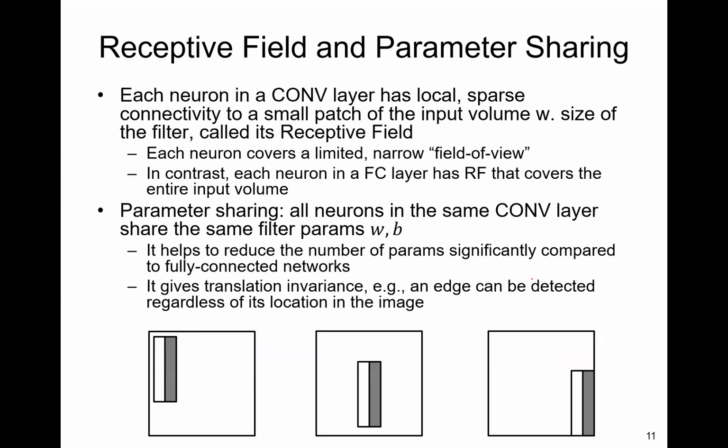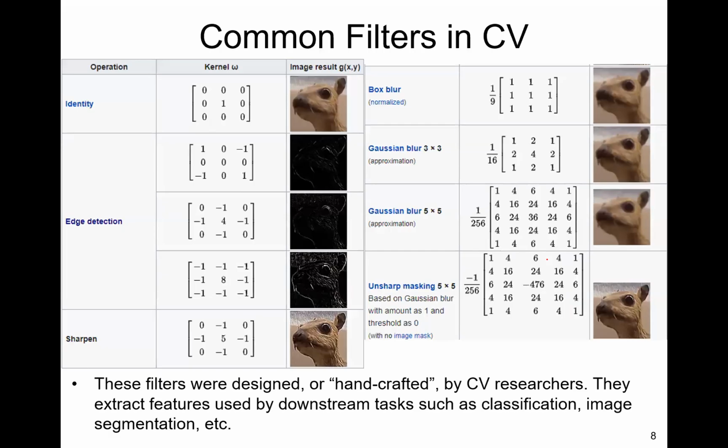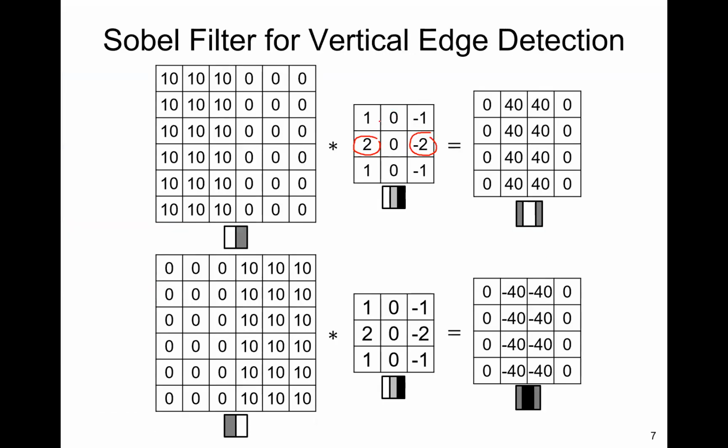In the CNN, every neuron in the conv layer has a local sparse connectivity to a small patch of the input volume. That's its receptive field. So each neuron covers a limited, narrow field of view. In contrast, each neuron in a fully connected layer has a receptive field that covers the entire input volume. For example, here, the receptive field for this filter is 3 by 3. Anytime it looks at the image, it always looks at a 3 by 3 patch, either this patch, or this patch, or this patch. So it can never look at an area larger than 3 by 3.